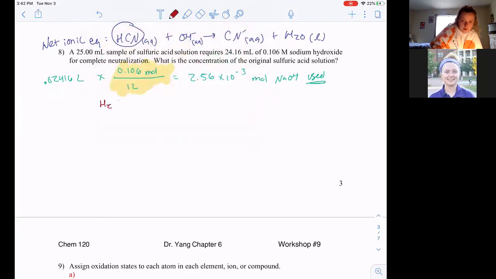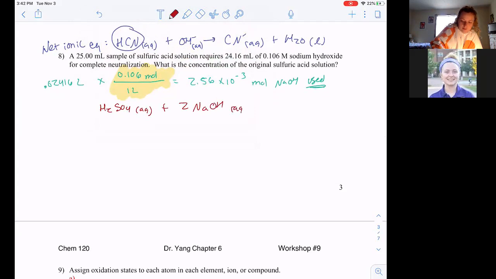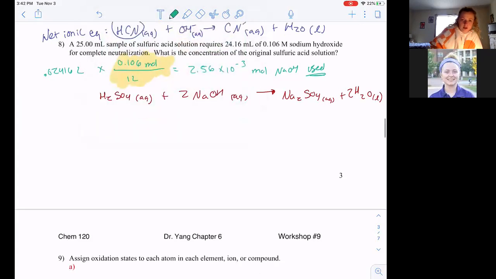So then we have to write a balanced equation, which I'll go ahead and do. We have H2SO4 aqueous plus 2NaOH aqueous gives Na2SO4 aqueous plus 2H2O, which is a liquid. Okay. So then back to this color.